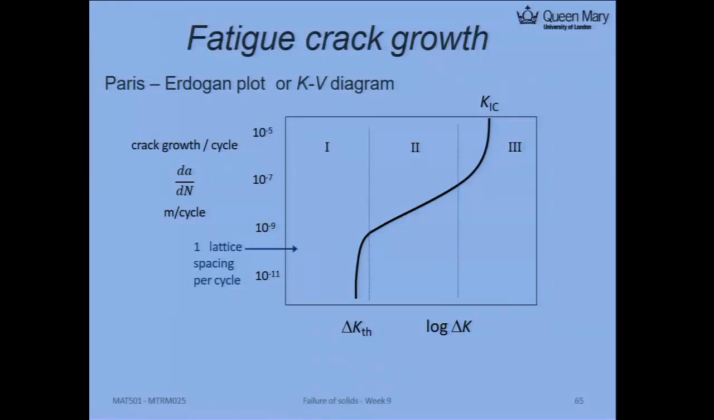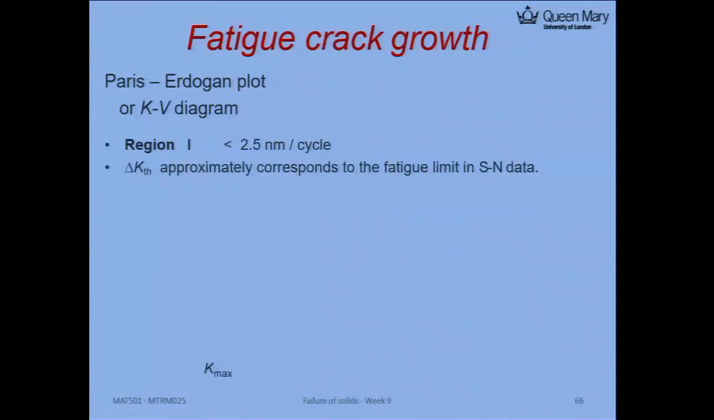You have a constant gradient in the second stage, up to the point where you reach a very high delta K, and you will reach fast fracture in that region, and eventually reach KIC, the critical value. So before that, it is all a small amount of crack growth, but there are still three different stages. Let's look at stage 1, where you can see the length scale is 2.5 nanometer per cycle. That's really tiny. So delta K approximately corresponds to the fatigue limit. That means you apply a stress probably less than 30% of your yield strength, very small, and that will give you an infinite fatigue limit.